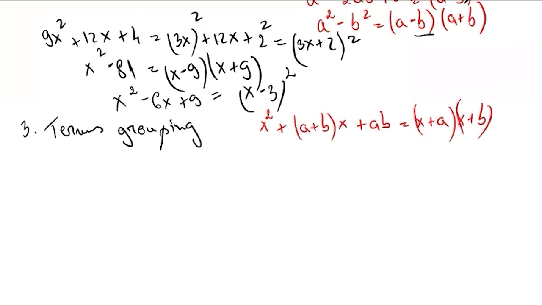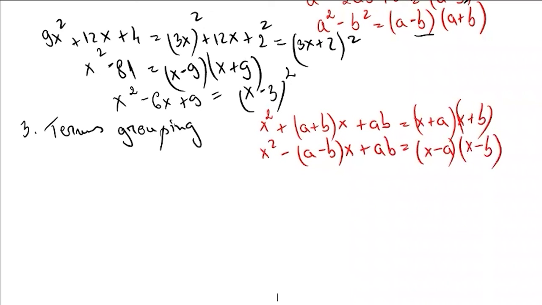Yes? And the second formula is basically the same, only that this time it has the minus sign. Yes? And I'm going to have here x minus a multiplied with x minus b. So these are my two formulas of terms grouping. Let's take an example in order to understand better.